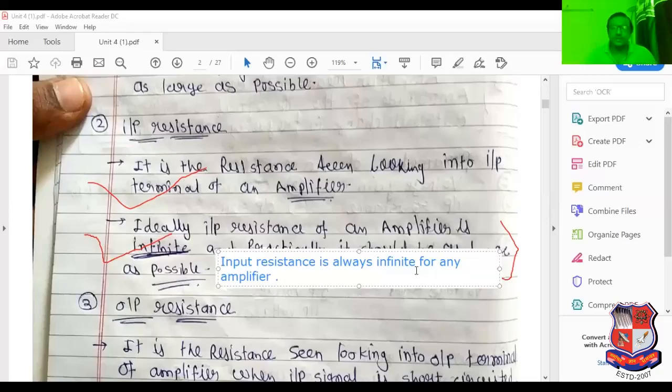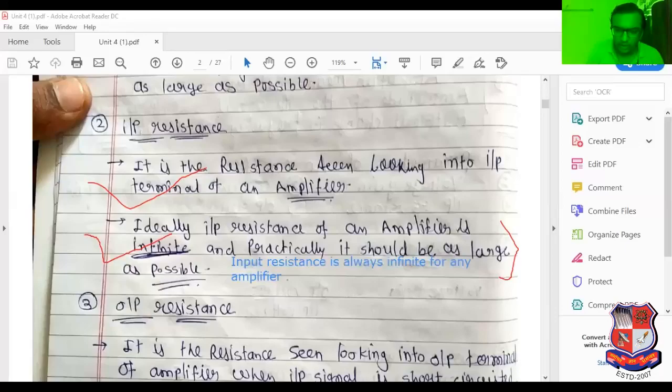That's why input resistance of any amplifier is always high. Ideally, it is infinite. Prepare this statement carefully. It is the golden statement for the amplifier. And what is the output impedance, output resistance? Output resistance of an amplifier is looking from the output terminal, and output resistance consists of a very low value. Means what?